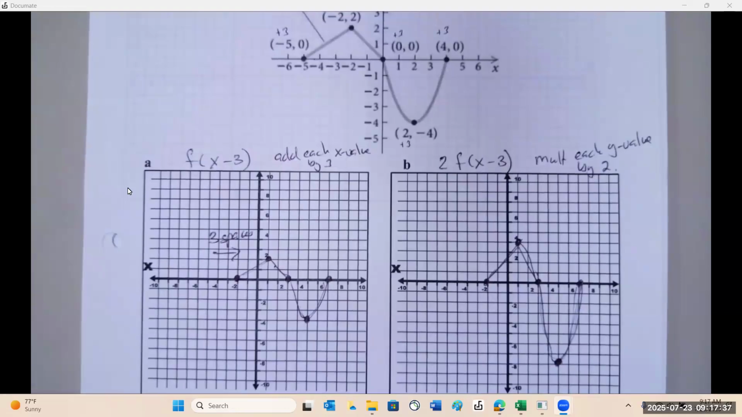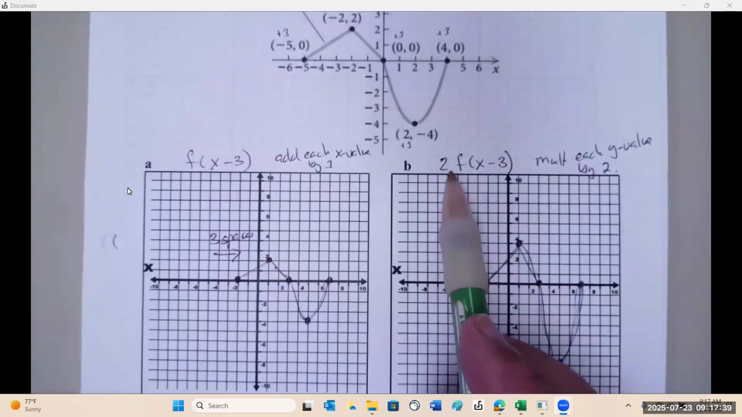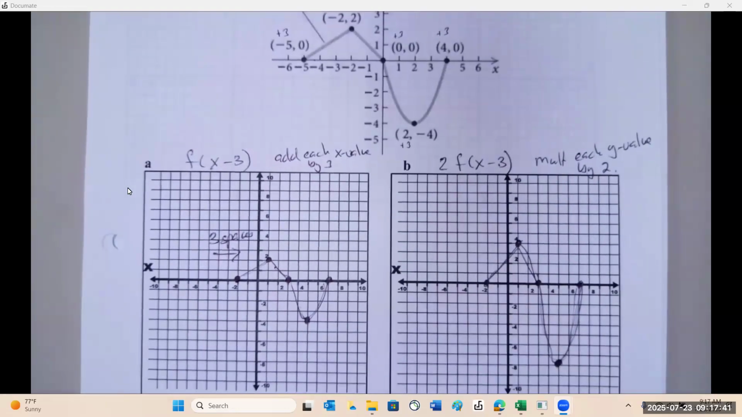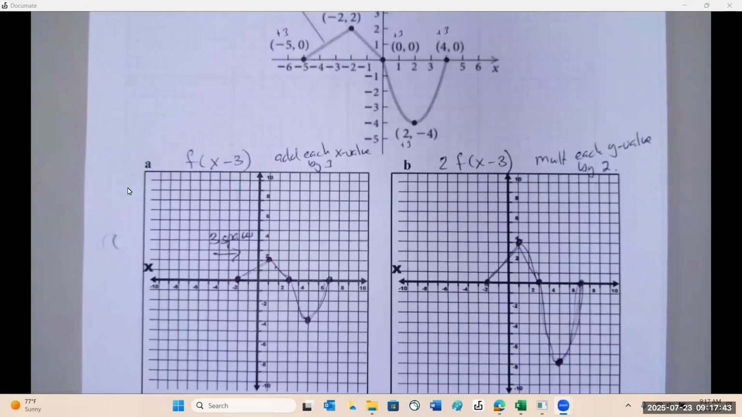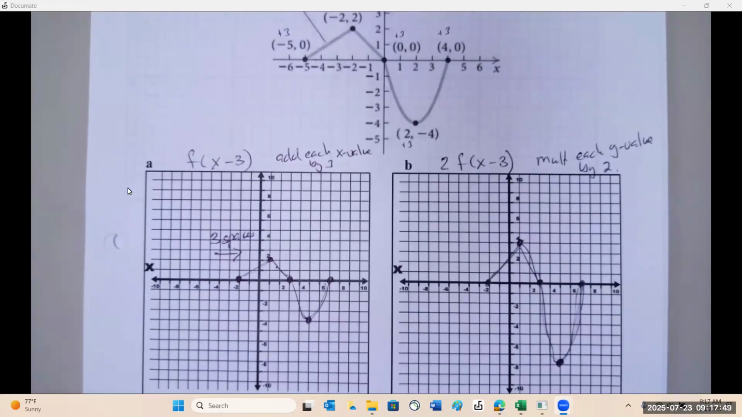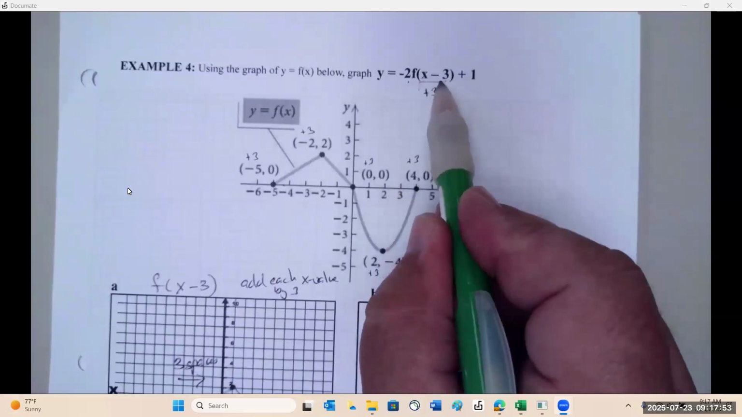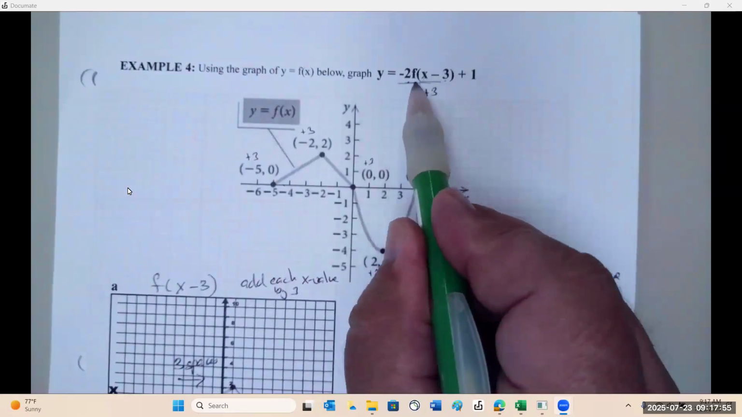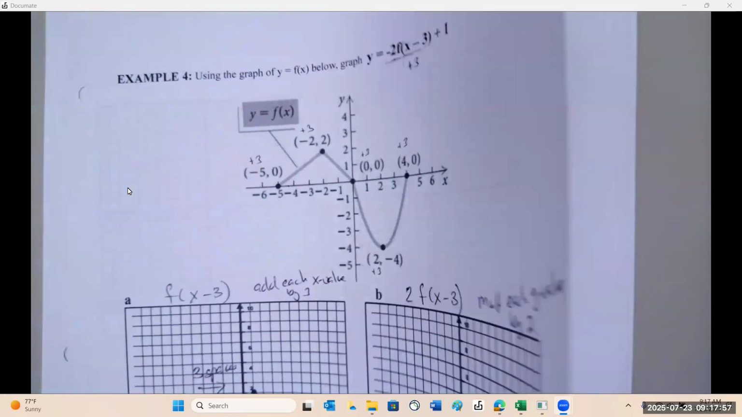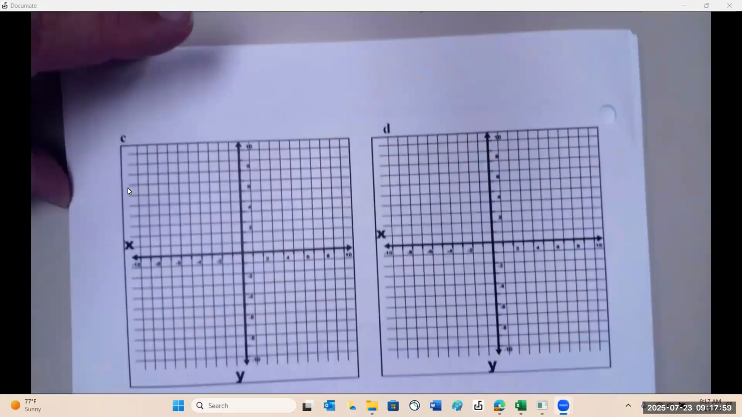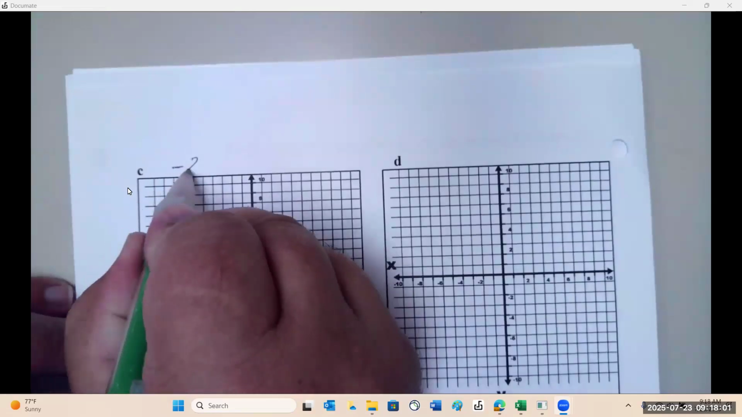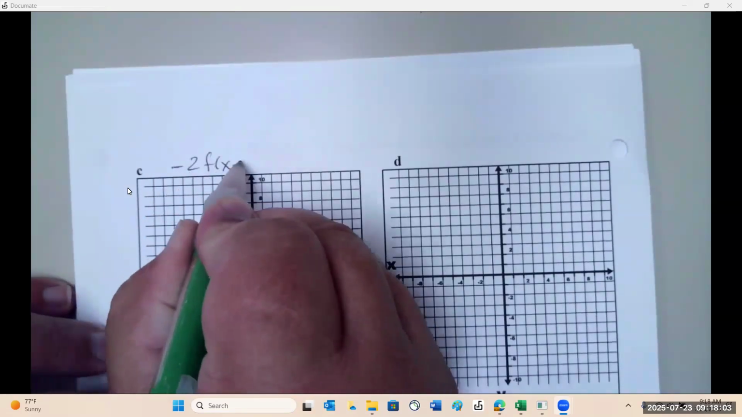So it's a vertical stretch. It's a vertical stretch because it's an integer. It's greater than 1, so it gets skinnier. All right. Looking at this transformation, I've done the inside, I've done the 2. Now we're going to do the negative 2. Now I do the negative 2 f of x minus 3.